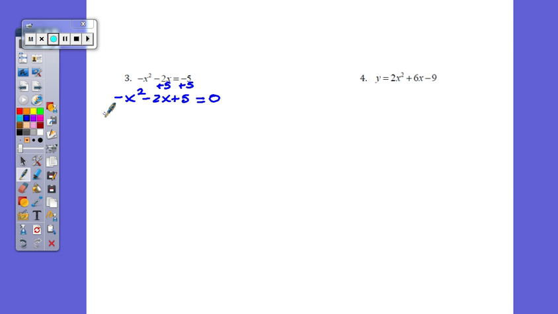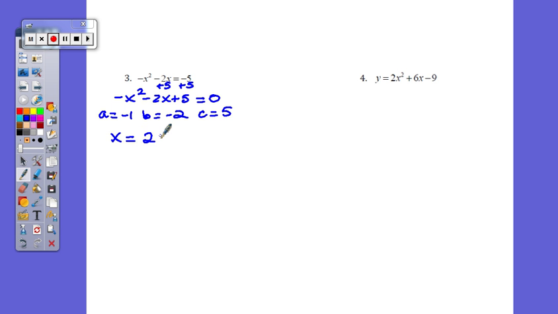Okay, and now, once again, my a is negative 1, my b this time is negative 2, and my c is 5. Okay, and so now I can use the quadratic formula. So x equals negative b. Now my b is already a negative number, so if I take the negative of a negative number, that's just going to give me a positive.